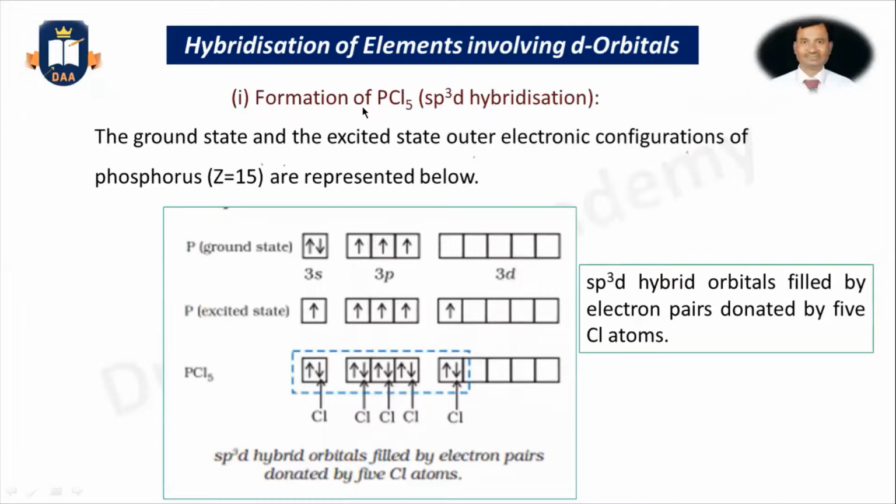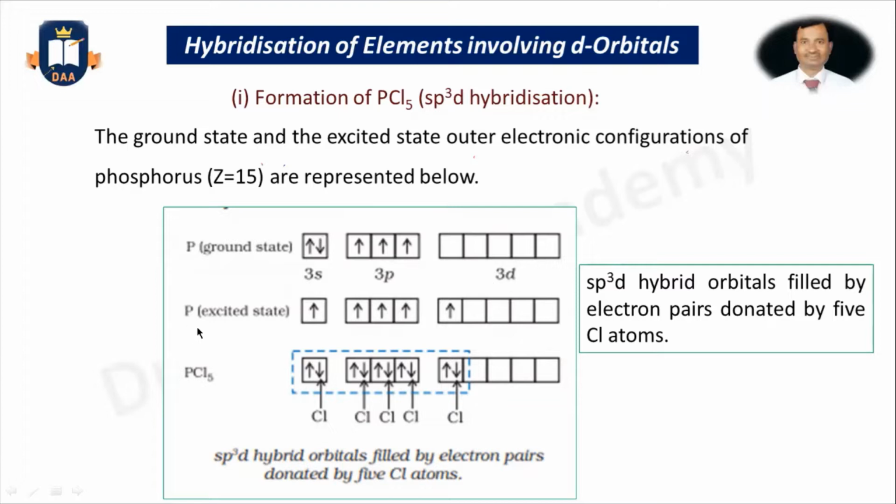Number one, formation of phosphorus pentachloride, which is sp3d hybridization, meaning 1 s orbital, 3 p orbitals and 1 d orbital are involved. So phosphorus in the ground state has the electronic configuration 3s2, 3p3, and 3d doesn't have any electron. That means empty 3d orbitals.